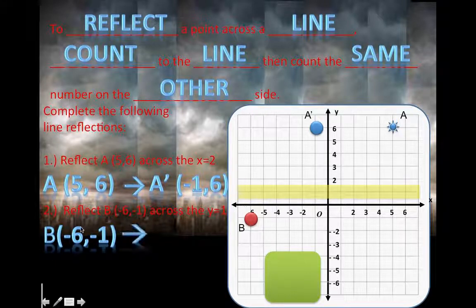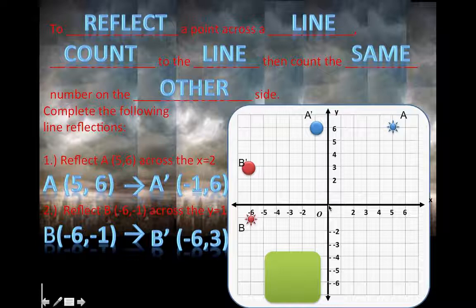Okay, negative 6, 1 is our point B. We're going to reflect it across that line, so we're going to count to that line 1, 2 spaces, and we're going to count 1, 2 spaces on the other side and label it B prime. We go backwards 6, and this time we go up 3, so it's negative 6, 3 is the point B prime.